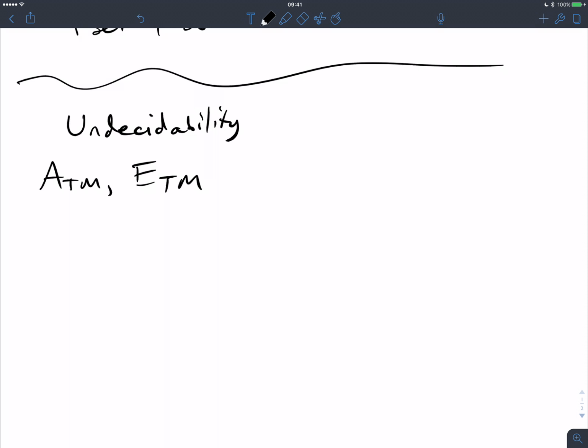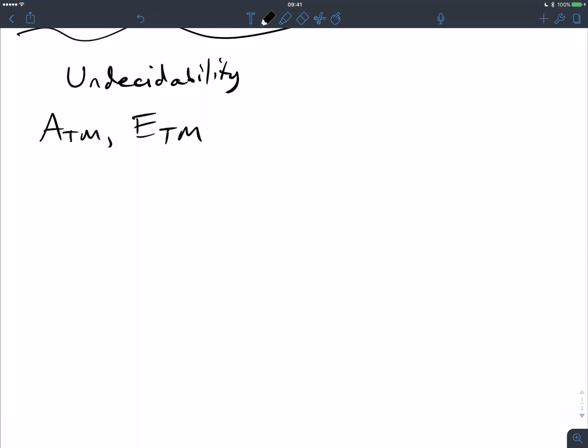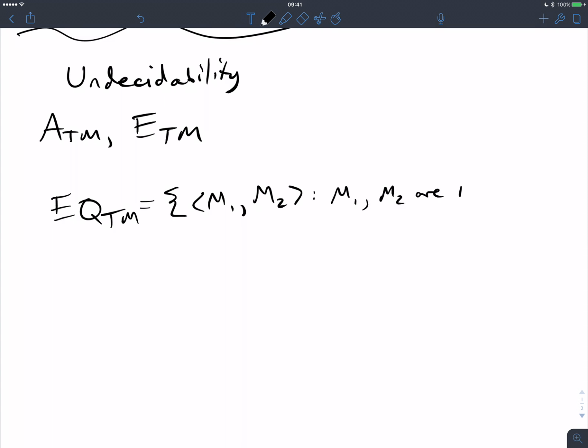And unfortunately, do you think that's decidable? No. No, unfortunately it's not. This is actually a very tough problem in general, but we call it EQ TM. So it's encodings of two machines with the same language.